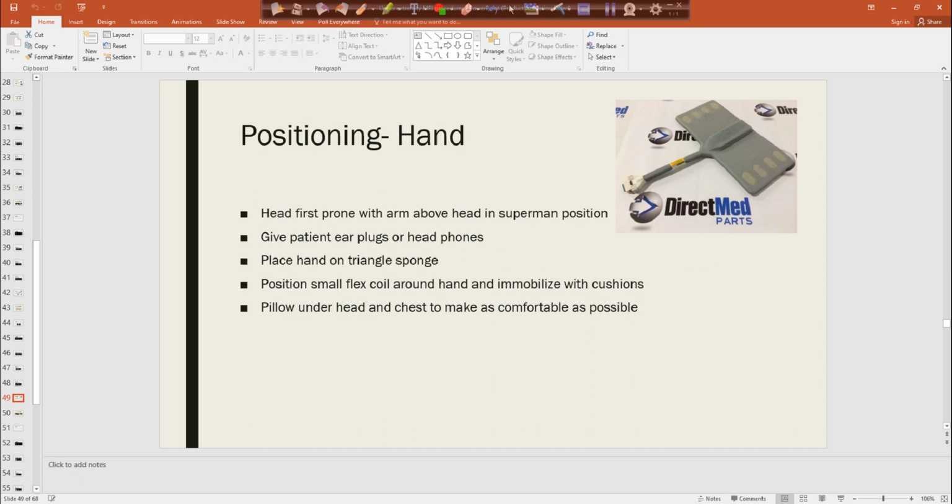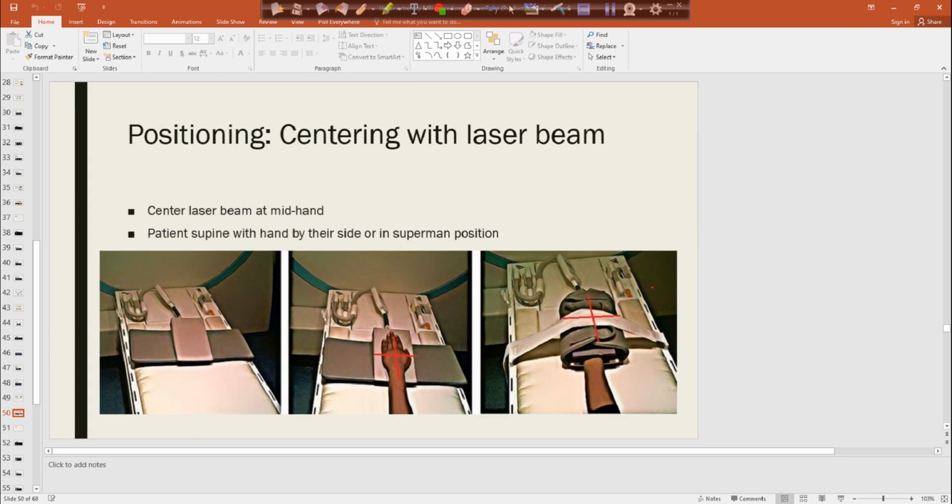Hand and thumb are a little tricky. For the hand, you've got to use your flex coil. You want to use your small flex coil to increase your signal. Try and put them in that Superman pose if you can. Using this triangle sponge is nice because it keeps all your fingers on the same plane. Otherwise, they might just kind of be a little off here and there.